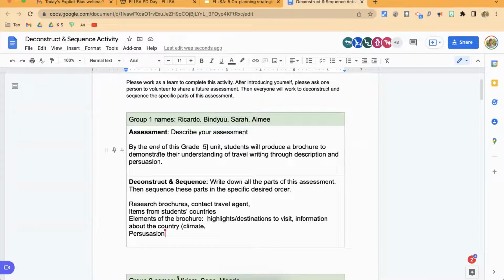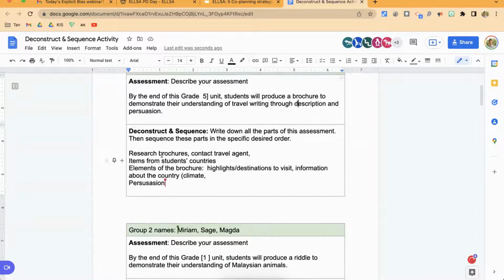So they said by the end of this grade 5 unit, students will produce a brochure to demonstrate their understanding of traveling through description and persuasion. So they're going to have to write about traveling, but they're going to be persuasive and descriptive. So let's look at how they deconstruct the writing. First, they're going to have to research brochures, and they're going to have to contact travel agents. Next, they're going to have to identify items for students from students' countries. Ooh, that's nice. Elements of the brochure, they're going to have to highlight destinations to visit, information, climate, and then they're going to teach persuasion later.